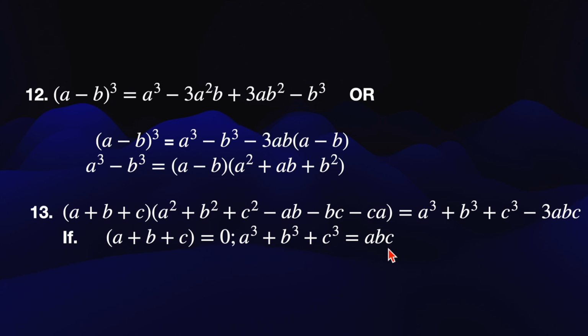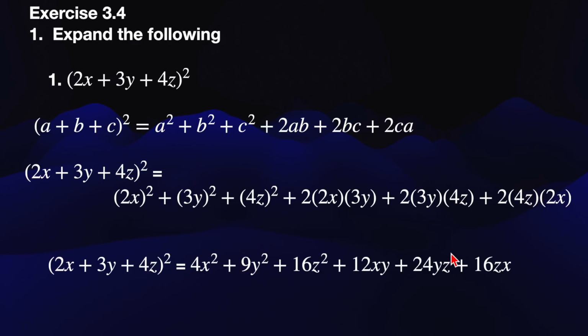We will do a lot of sums on this, so it will become very clear, don't worry. But make sure you learn all the identities, all the formulas well. Okay, the first sum. Expand (2x plus 3y plus 4z) in the brackets whole square.